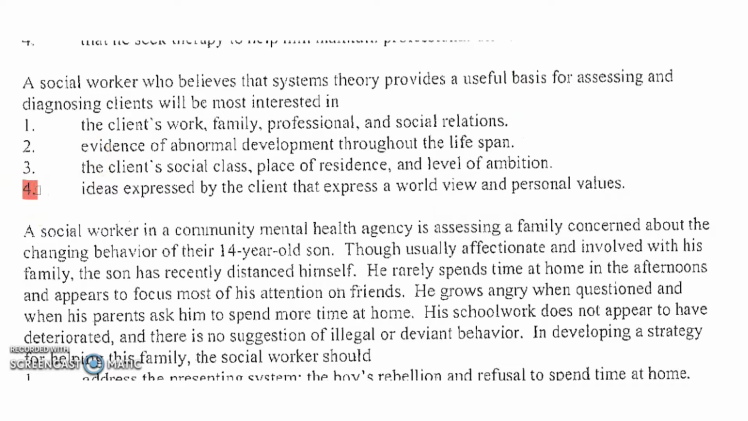Number 2 says evidence of abnormal development through a lifespan. No, I would want to look at it. Number 3, the client's social class, place of residence, and level of ambition. I'm thinking about getting rid of that too. The client's work, family, professional, and social relationship, that's something I would want to be interested in if I am using system theory to assess and diagnose a client. So I'm taking away number 3 because I wouldn't be interested in the client's social class. Why would I care about the place of residence? No, I'm taking that out.